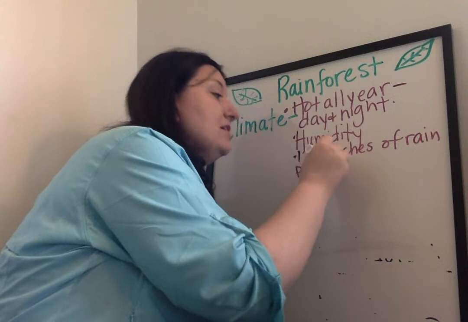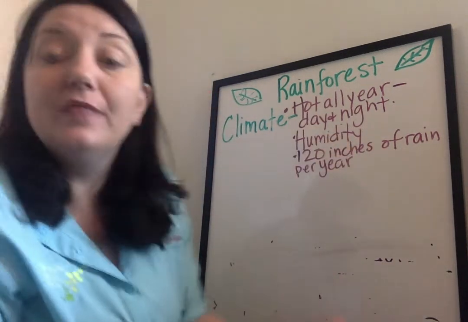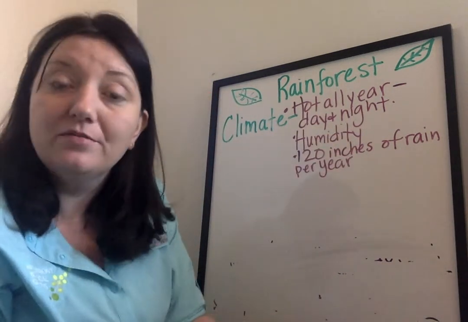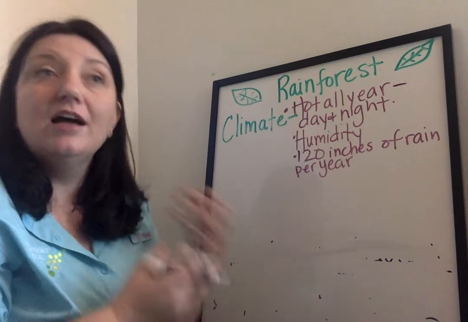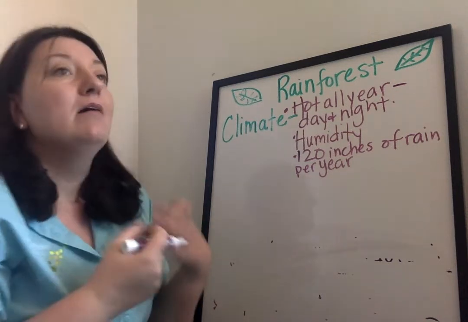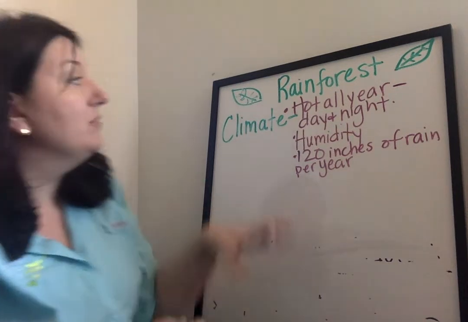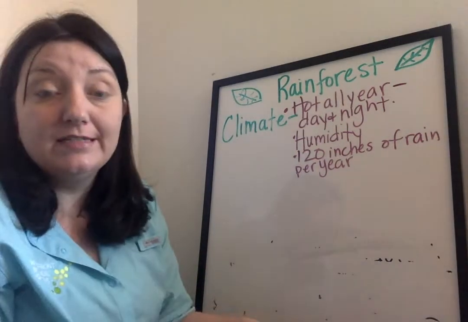Okay, so that is a very different type of place than the desert we just talked about. The desert was hot during the day and cooler at night, and they didn't get very much rain at all. But in the rainforest, it's raining almost every single day.